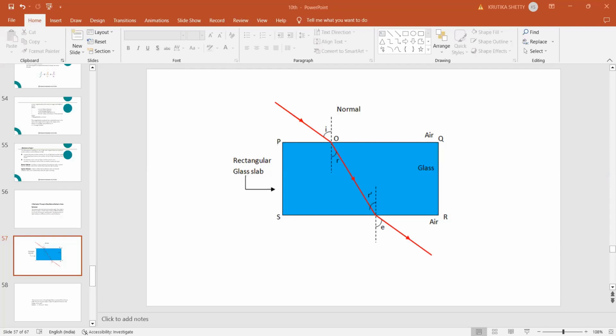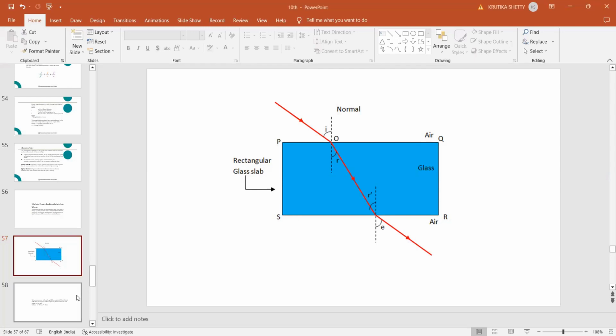Hope so you are able to see the PPT. So when you are observing this phenomena, you can see that a ray of light, when it is traveling from air to glass, it is bending towards the normal. It is bending towards the normal. Same way, when it is traveling from glass to air, it is bending away from the normal. So according to the refraction phenomena and the laws, this figure is clearly observed. So here note the angle of incidence, then angle of refraction, angle of emergence.